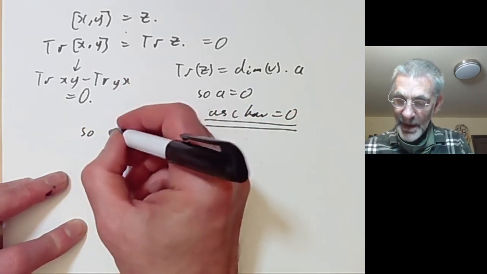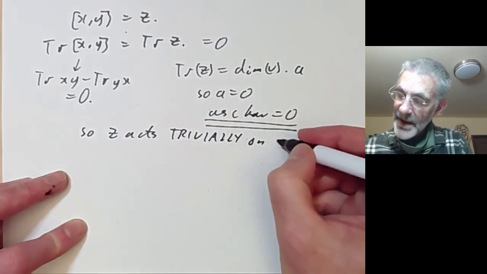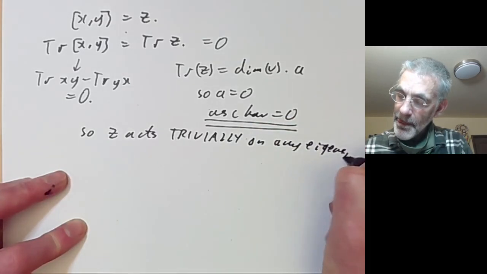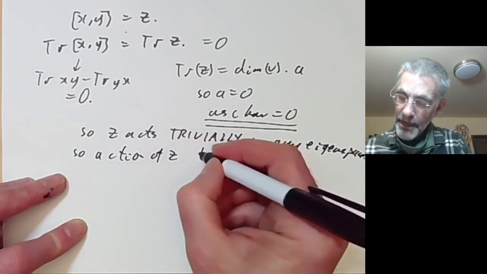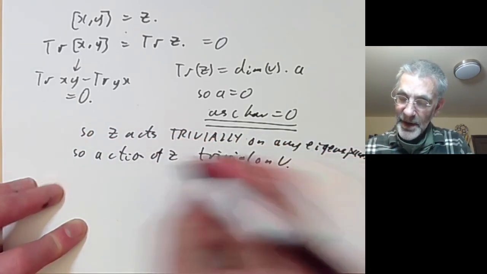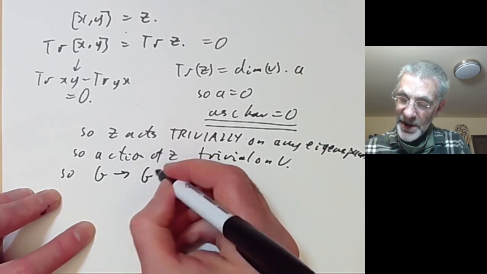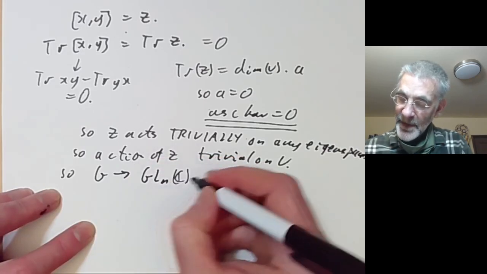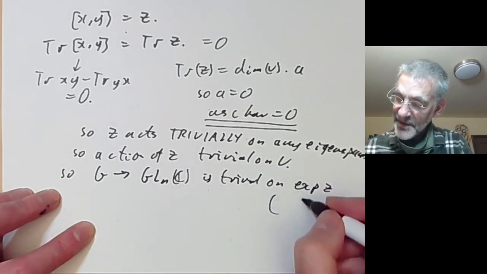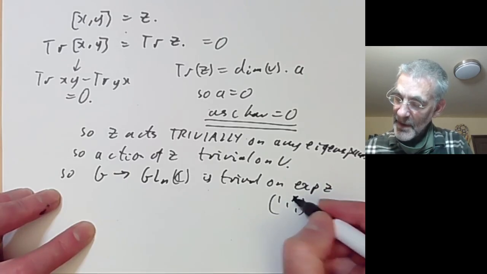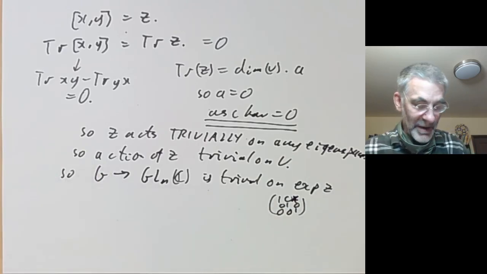So z acts trivially on any eigenspace. So the action of z is trivial on V. So the map from G to GLN over C is trivial on exp of Z, which is the set of group elements of this form. So there's no faithful finite dimensional representation of this group G.